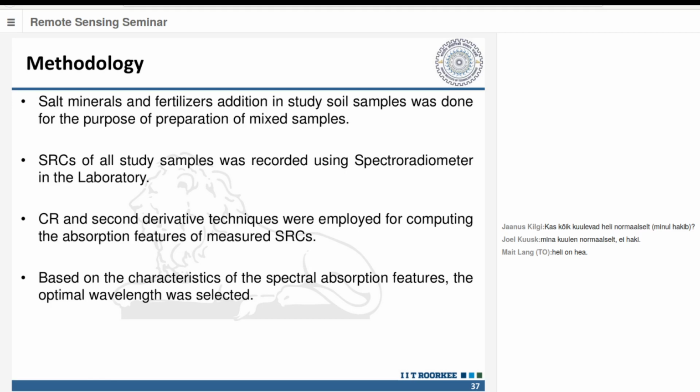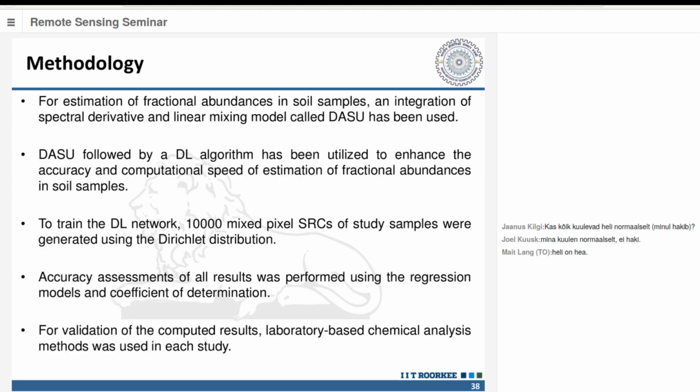Continuum removal and spectral derivative techniques were employed for computing the absorption features of the measured spectral reflectance curves. Based on the characteristics of the spectral absorption features, the optimal wavelength was selected. For estimation of fractional abundances in soil samples, an integration of spectral derivative and linear mixing model called DASU has been used. DASU, followed by a deep learning algorithm, has been utilized to enhance the accuracy and computational speed of estimation of fractional abundances in soil samples.